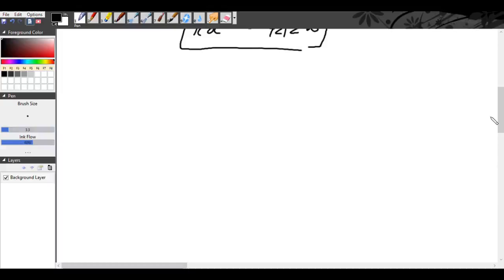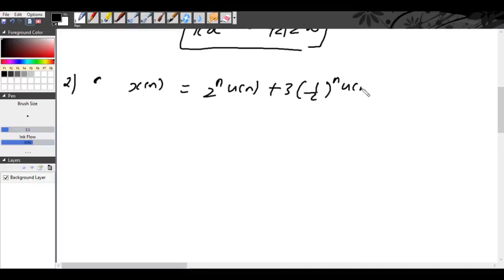Find the z transform for the following signals: x of n is equal to 2 power n u of n plus 3 into 1 by 2 power n u of n. So this is a sequence and we have to find x of z. It is a very simple problem. I suggest you do this.